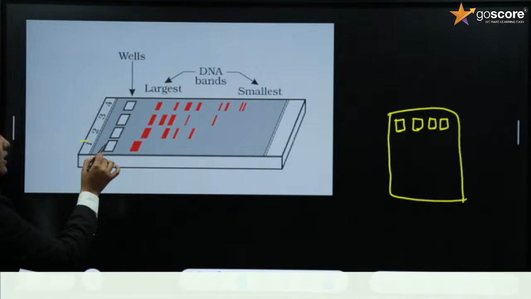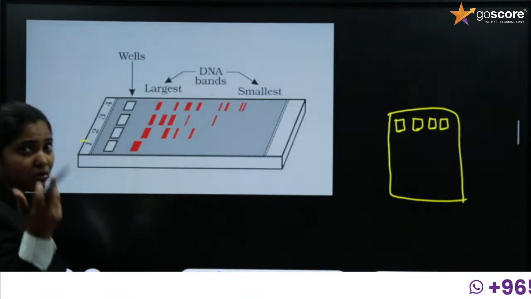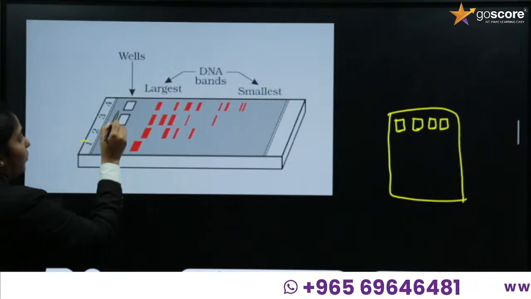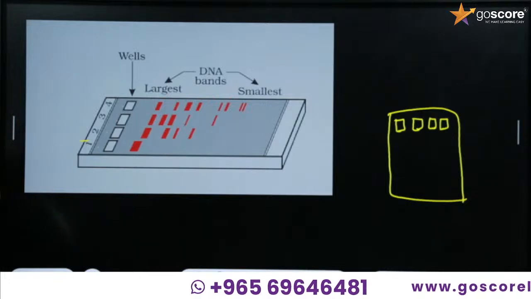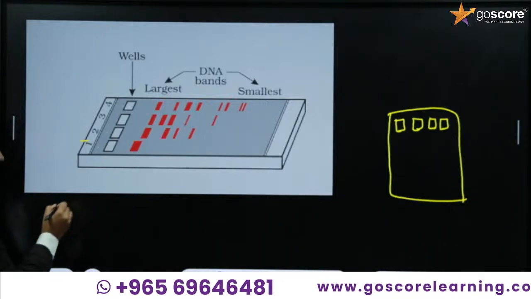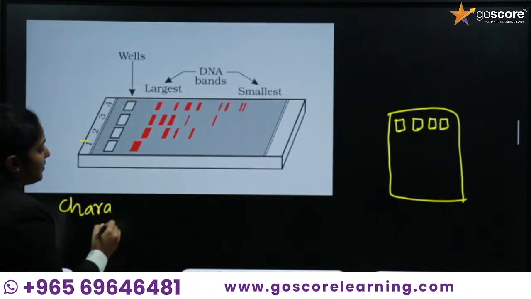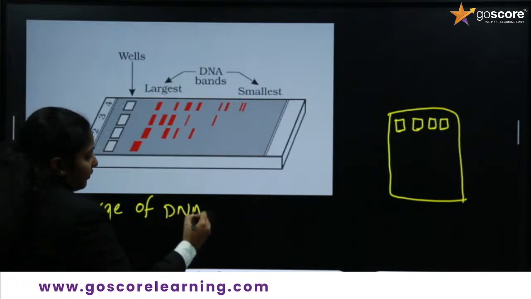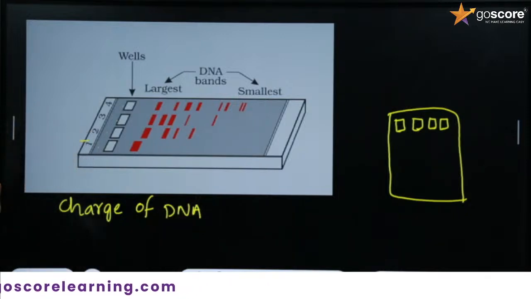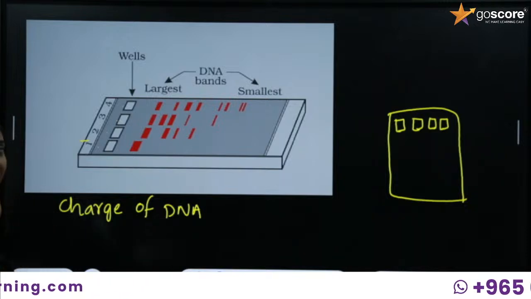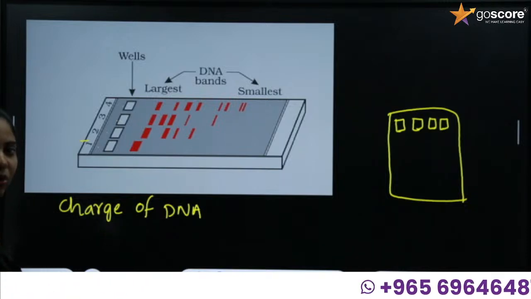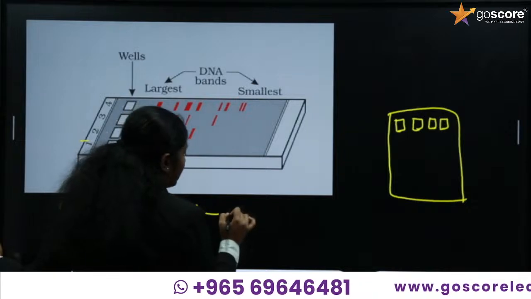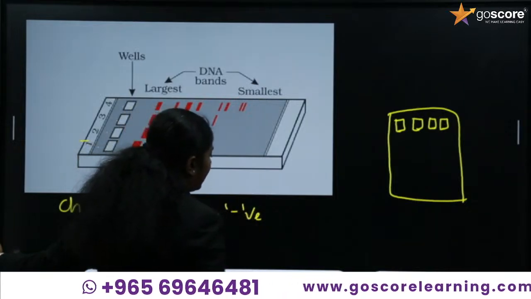Inside the wells, the DNA that we have isolated with restriction enzyme will be added into each well: 1, 2, 3, 4. You can find the wells here. So what is the charge of DNA? Comment in the comment box. We have discussed this in the previous session, on the structure of DNA and molecular basis of inheritance. DNA is always negatively charged.